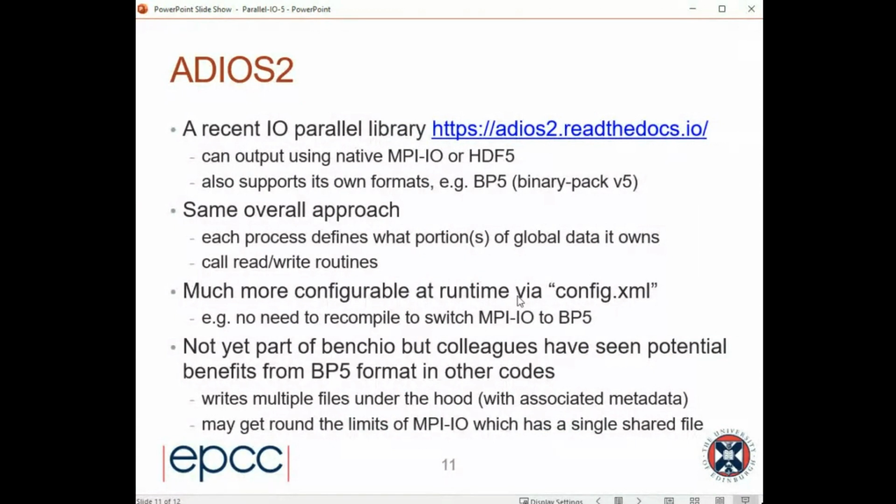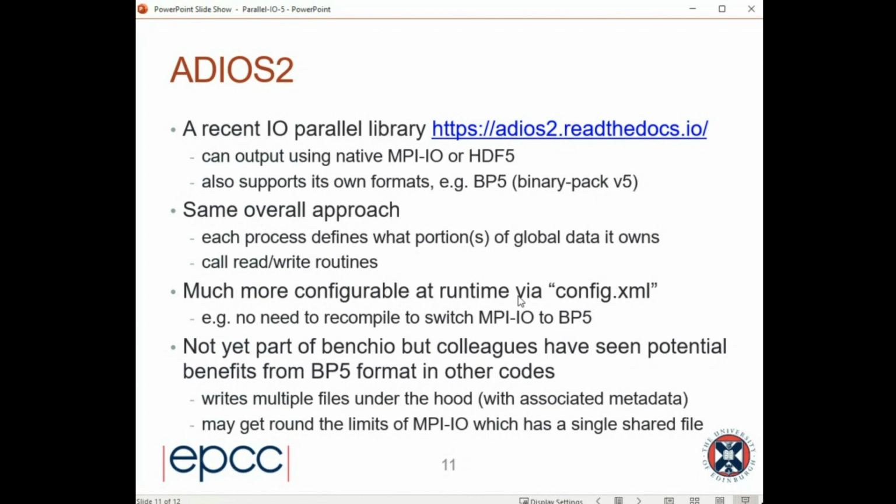ADIOS2 is a much more recent parallel I/O library. I don't think we have an implementation on ARCHER2 yet. People have been using it on ARCHER2 quite extensively, but I think they may have to compile from source. We may have to look at that. It can output using MPI or HDF5, and again, I haven't benchmarked this myself, but talking to colleagues, not surprisingly, if you output with MPI or HDF5, you get the same performance behavior as we have seen for MPI-IO.